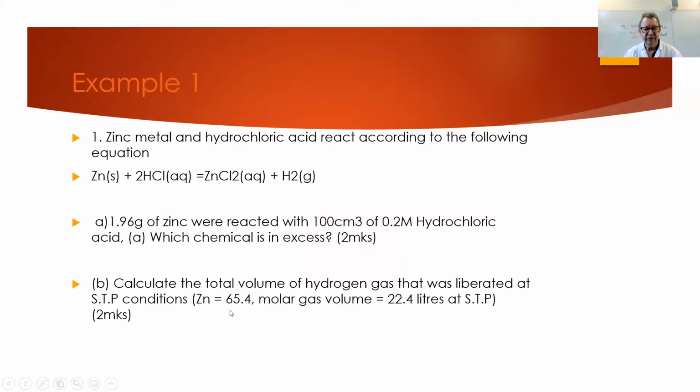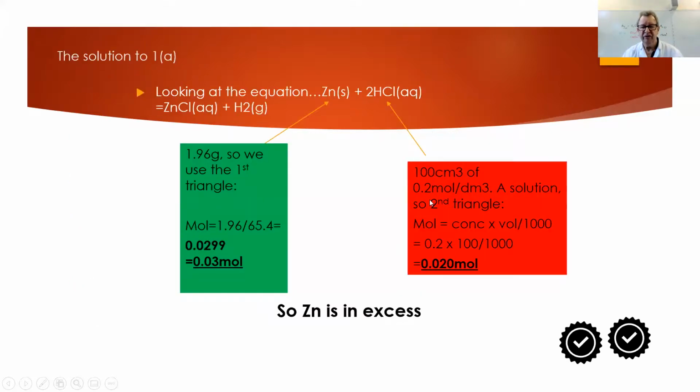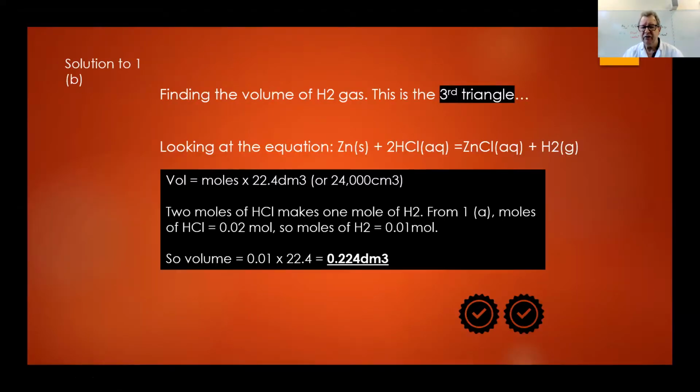here we are, there's the zinc RAM, and they said this is the volume, liters or cubic decimeters at STP. That's the standard temperature and pressure, in other words, 0 degrees. If you're in Kenya, that'd be an unusual temperature for you to get to. So there, that's another 2 marks.